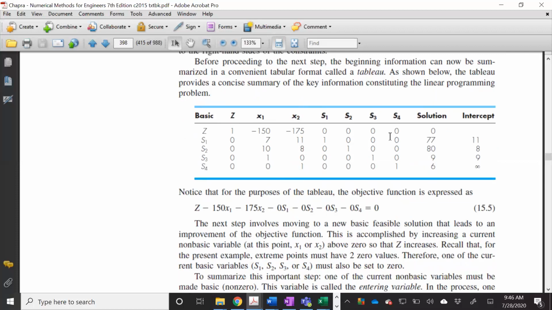So from the first equation here, you can see that we have the equation in z, minus 150 x1 minus 170 x2. So here z, 1 times z. So now z minus 150 x1 minus 170 x2 minus 0 x3 minus 0 x4 is equal to 0. So the solution is 0. Still 0, because from the base equation, or the main equation, the profit is 150 x1 plus 170 x2 is equal to z. So if you bring the z to the left side, it's equal to 0.